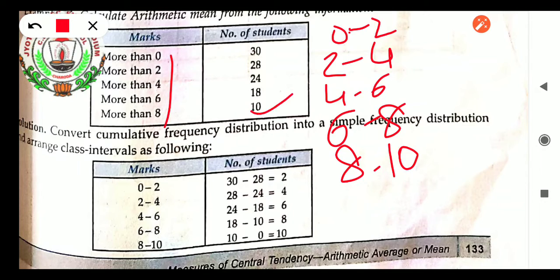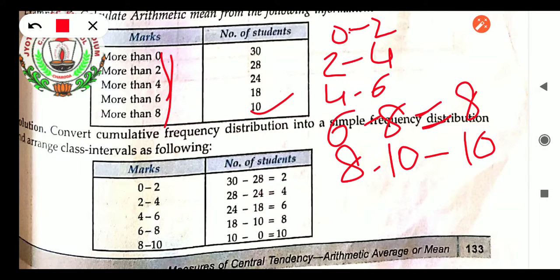Here the last frequency will be the same. Why? Because more than 8 does not include any other frequency, so it will be the same, that is 10. You write the 10. In the less than question, the first frequency remains the same; in the more than question, the last frequency remains the same. Now more than 6 means it includes the 10 also, so do 18 minus 10, which is 8 for the class interval 6 to 8.